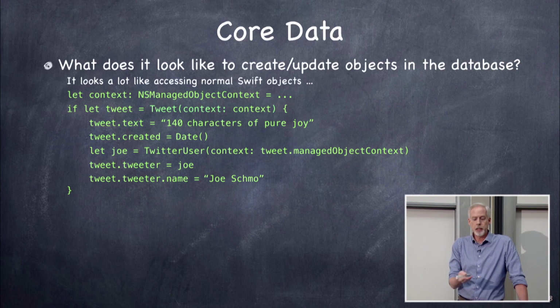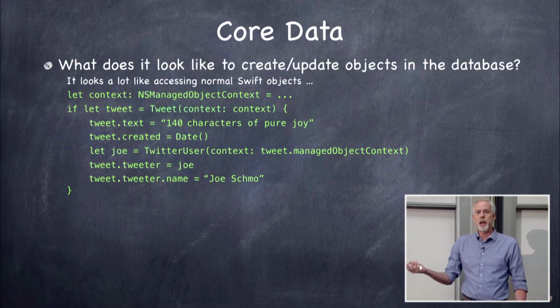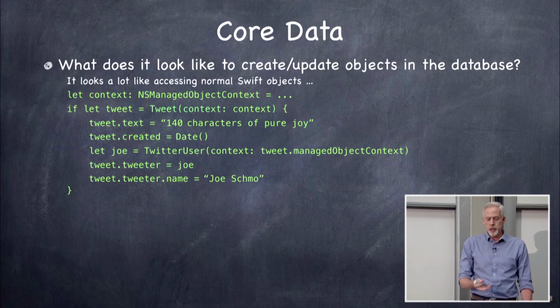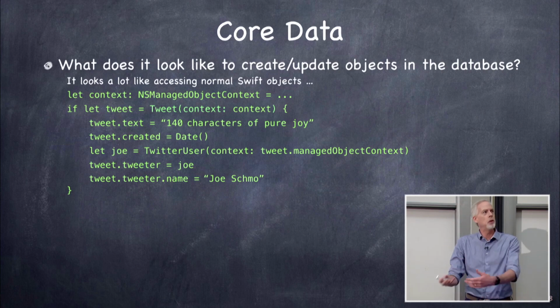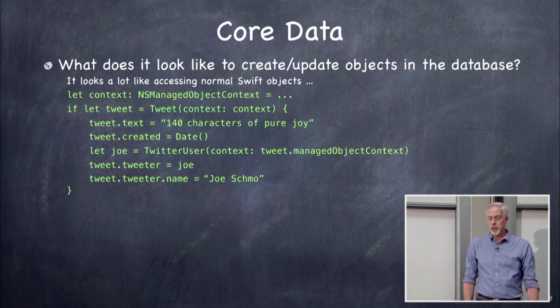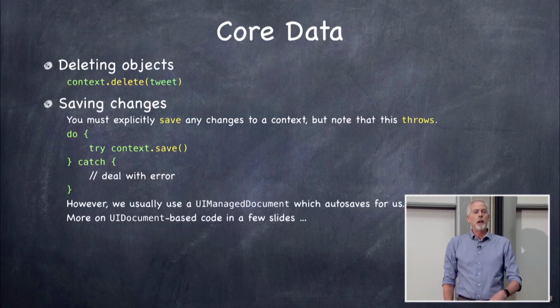But then if I want to set the text of the tweet, I just say tweet.text. It looks just like Swift. Tweet.created equals a date. Okay? Yeah, I can even create Joe, a Twitter user, in the same context as the tweet, and say tweet.tweeter equals Joe. I can even go tweet.tweeter.name equals Joe Schmo. In other words, use Swift notation to go through objects that I'm linked to. So it really looks just exactly like Swift. Okay? And I can also delete objects by just asking the context to delete them.